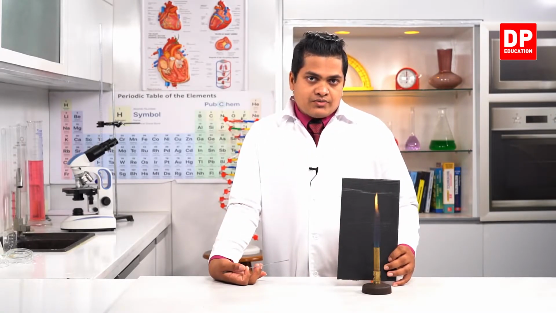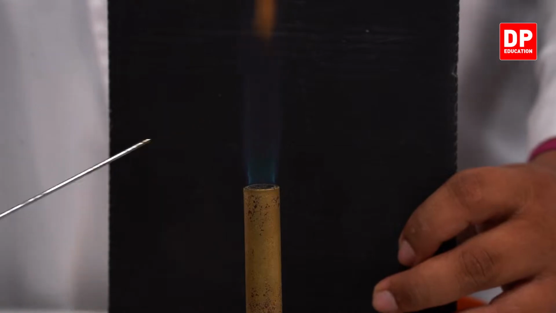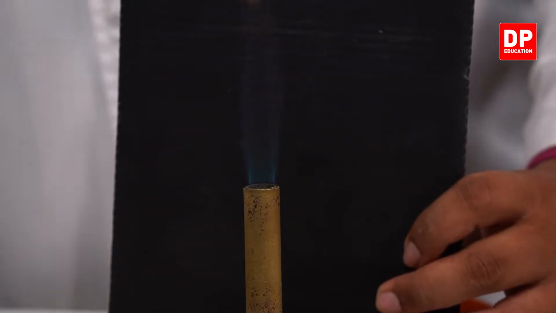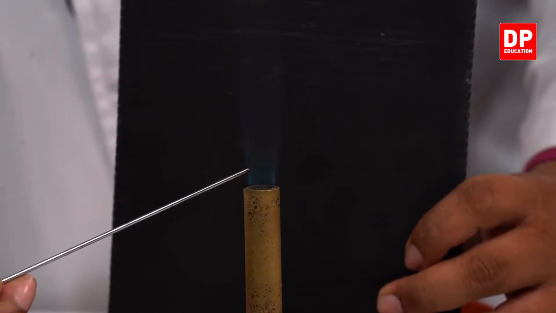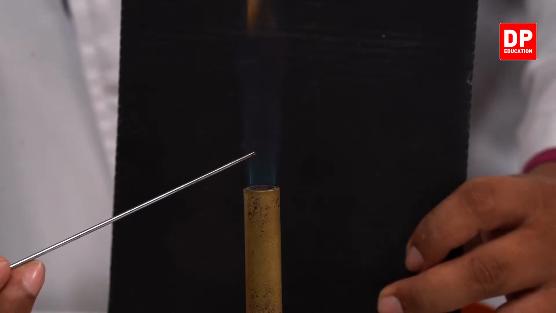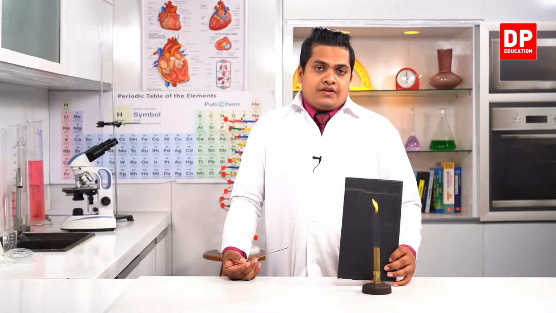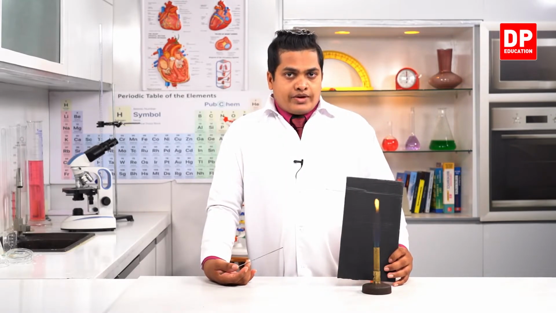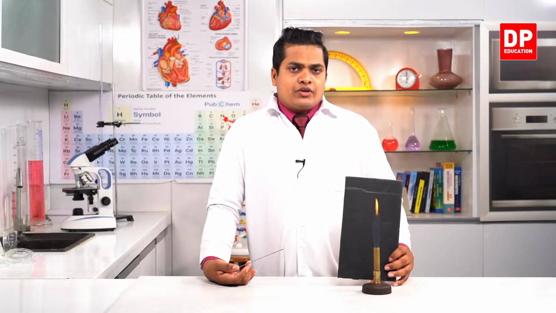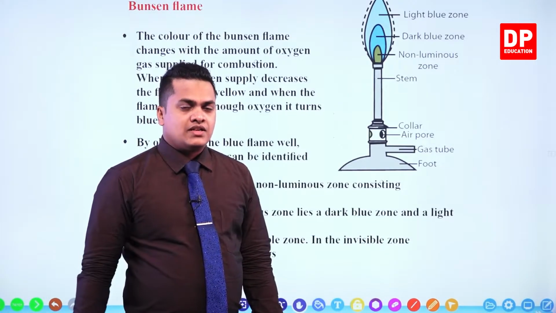So once again, we'll memorize what are the zones. In the outermost area, you can observe the invisible zone. Then after that, the light blue zone, the dark blue zone. In the middle, in here, you can observe the non-luminous zone. So in a Bunsen flame, we can observe these four zones very clearly, right? So we'll head on to the classroom and we'll observe what kind of things are contained in each of these zones. Right, my dear children, so we have observed the Bunsen flame, right?